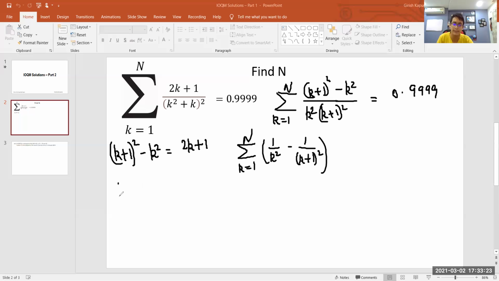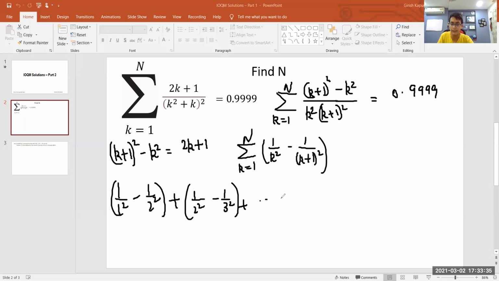Let me show you what I mean by that. If we put in k equal to 1, we get 1 over 1 square minus 1 over 2 square. Then at k equal to 2, we get this. And then it goes on till 1 over n square minus 1 over (n plus 1) whole square.